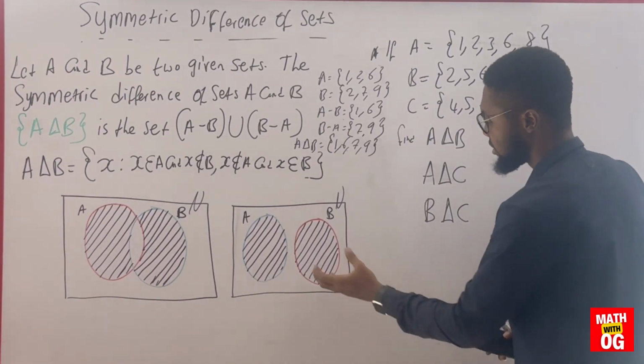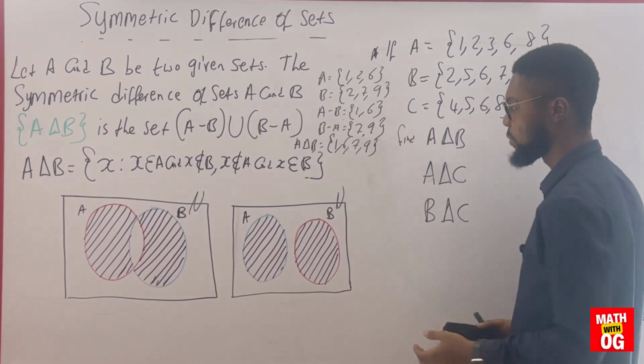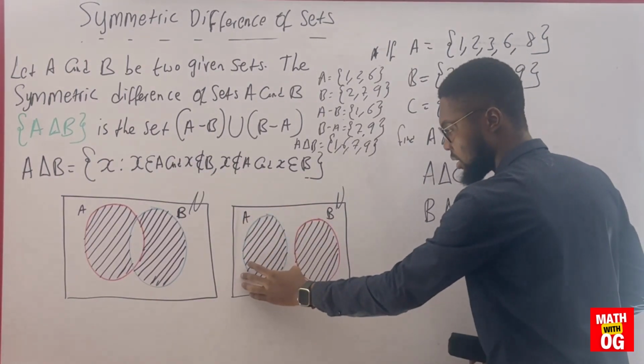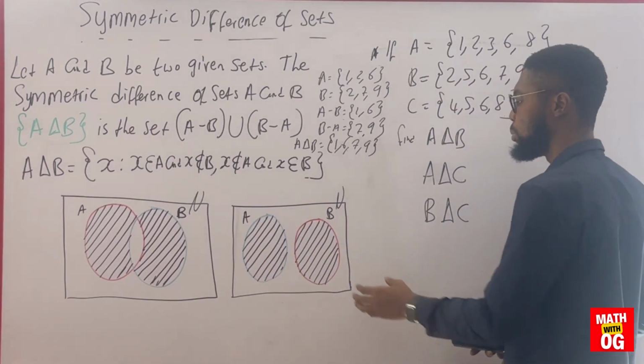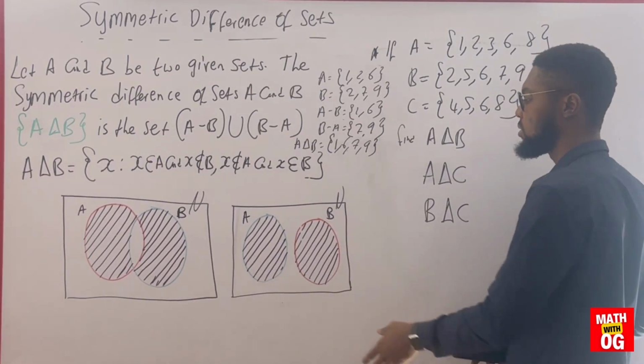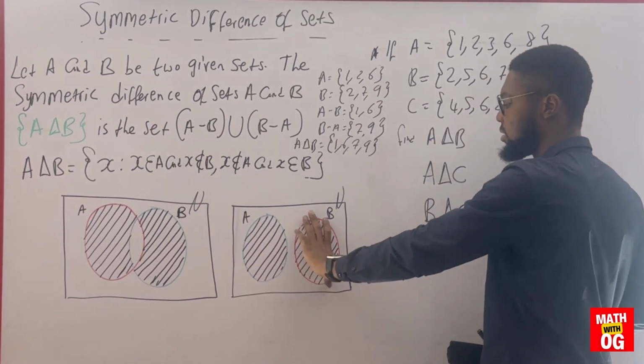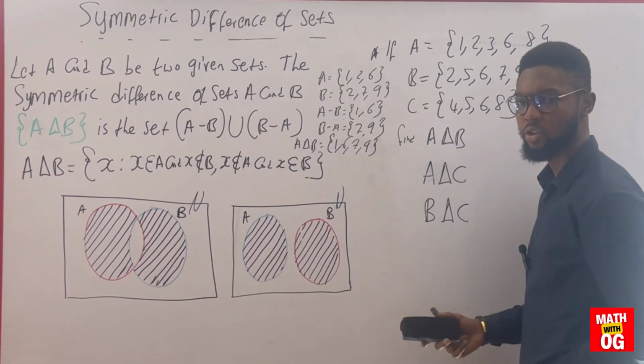And similarly, for this case, what we have here is simply a disjoint set. So A only is everything in A, since there's nothing common. B only is everything in B, since there's nothing common. So for the symmetric difference, you shade everything in A. This is for A difference B, and this is for B difference A for disjoint sets.